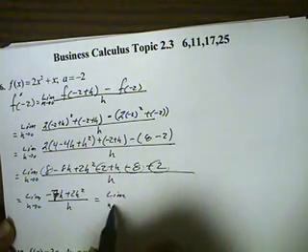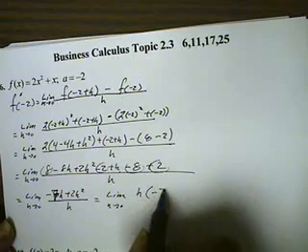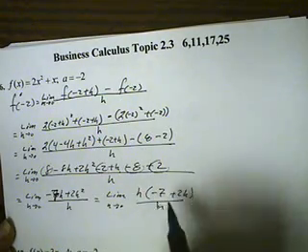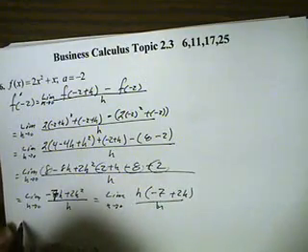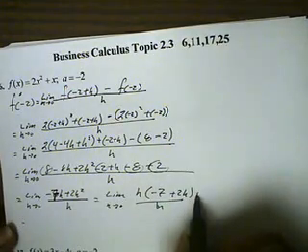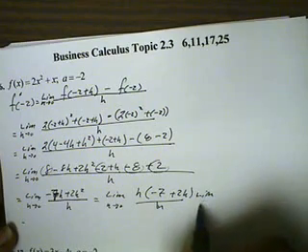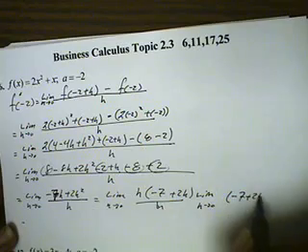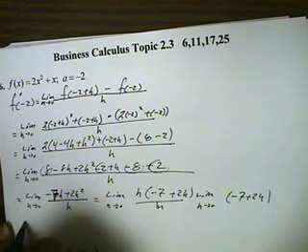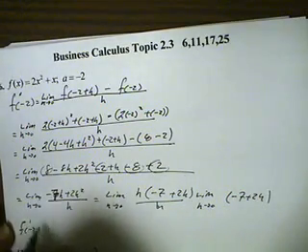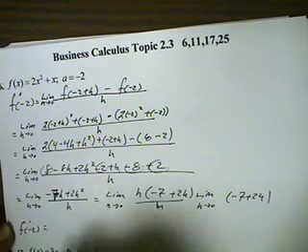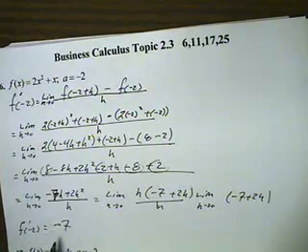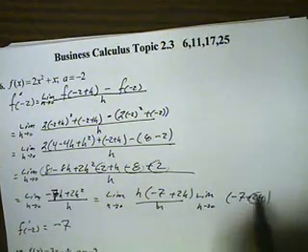Then we can factor out the h in the numerator, leaving behind -7 plus 2h all over h. Those h's can cancel, and we'll end up with the limit as h approaches 0 of -7 plus 2h. So when we make h 0, the derivative at -2 is -7, because this h becomes 0.